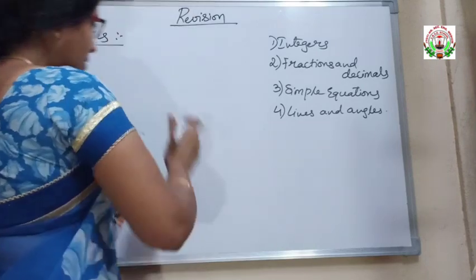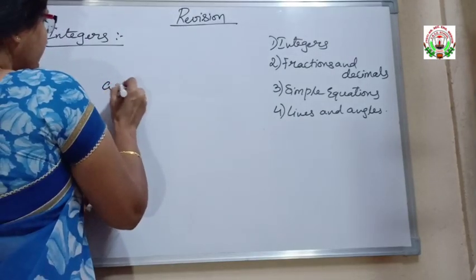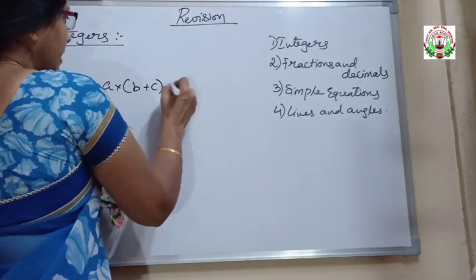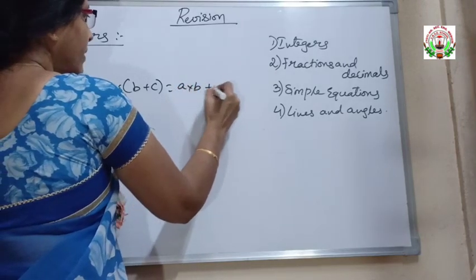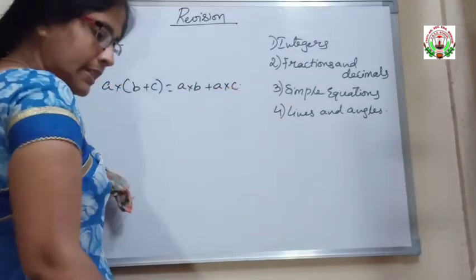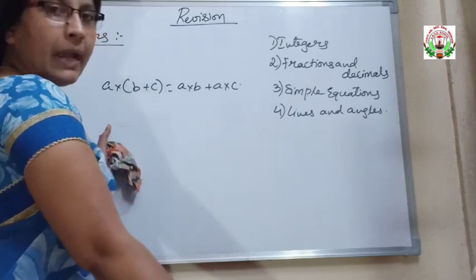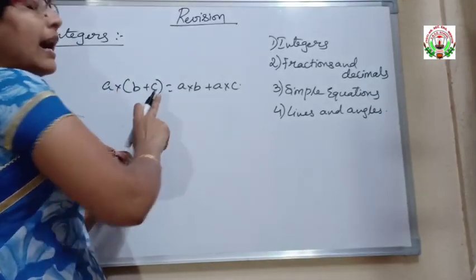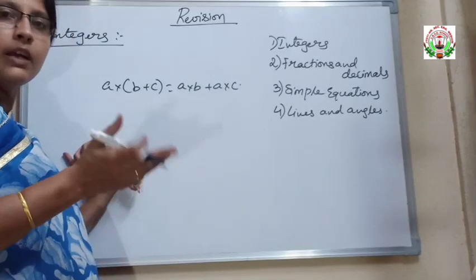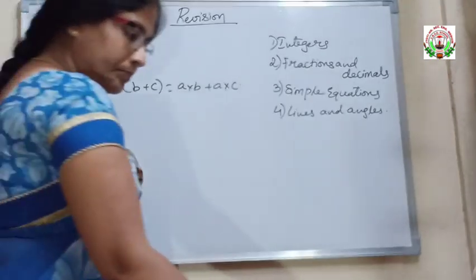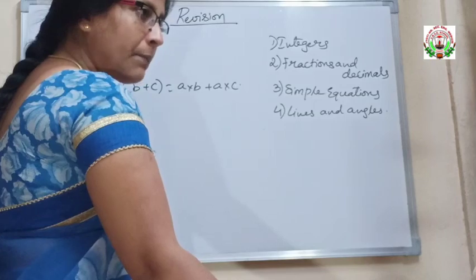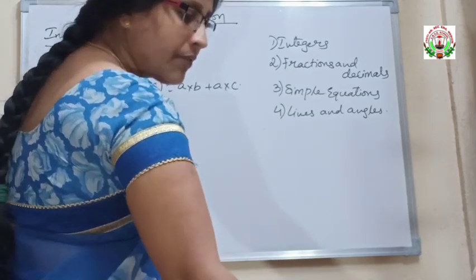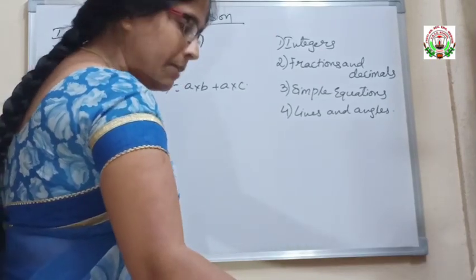Distributive property also holds for integers: a into (b plus c) is a into b plus a into c. It means the distributive property is applicable for integers, whether a, b and c are positive or negative integers. Next, when we multiply any integer with 1, we get the same integer.